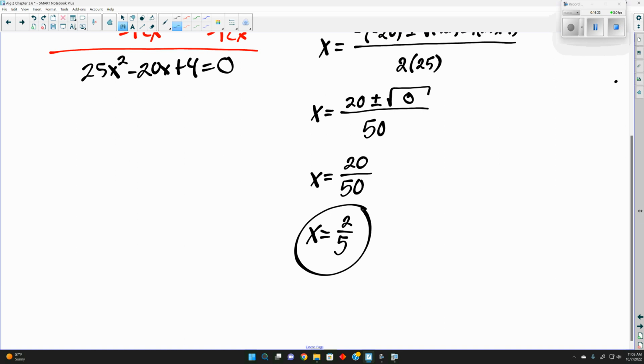Because we could have gone to 10 and 25, which would go to 2 and 5. Or we could pull 10 out of both and get 2 fifths. Either way works. Now we still have 2 solutions. They're just both 2 fifths. So we have one real unique solution. There are 2 of them, just one of them is unique. Questions on this here?